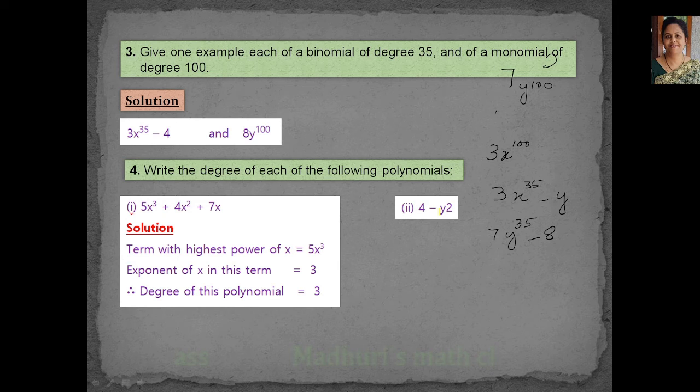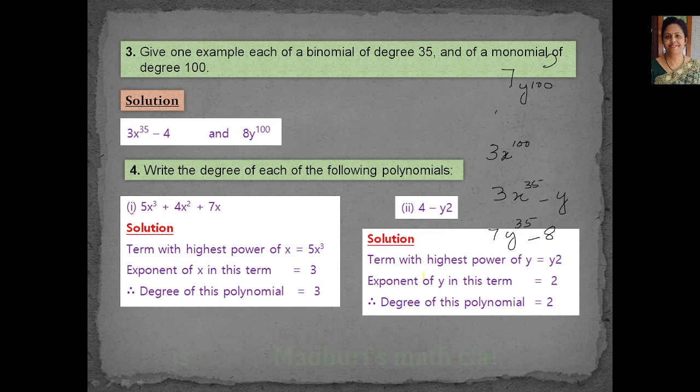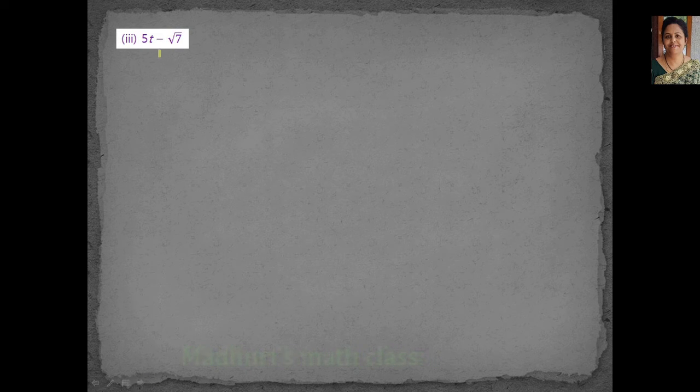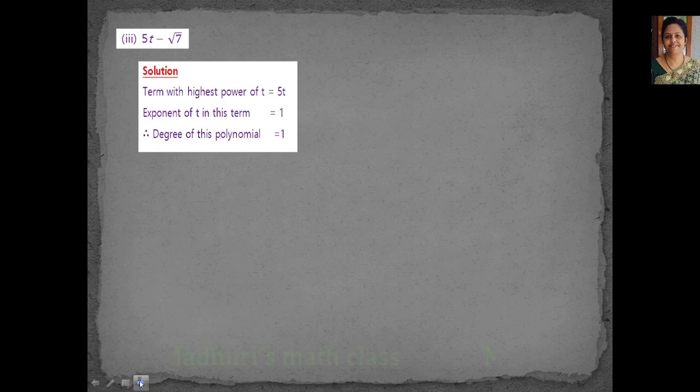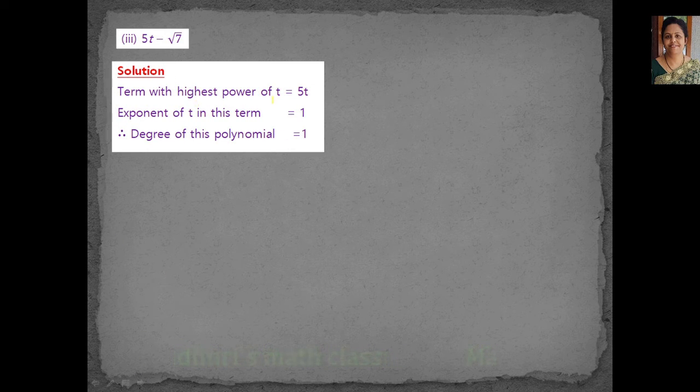Next one, 4 minus y squared. Here the term with the highest power of y is y squared. The exponent or power of y in this term is 2. Therefore, the degree of this polynomial is 2. Next one, 5t minus root 7. The term with the highest power of t is 5t. So what is the exponent of t in this term? 1. So the degree of this polynomial is 1. So 5t means 5t raised to 1. The power of t is 1. So that is the highest power of the variable. So the degree of the polynomial is 1.